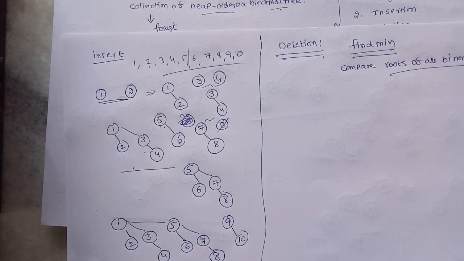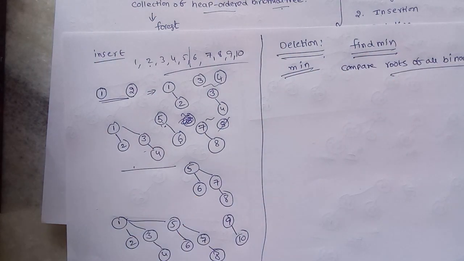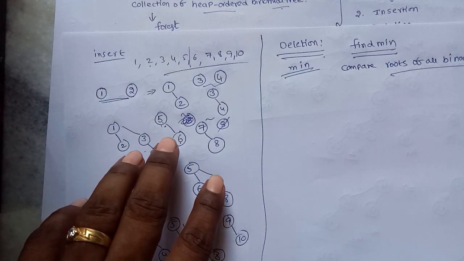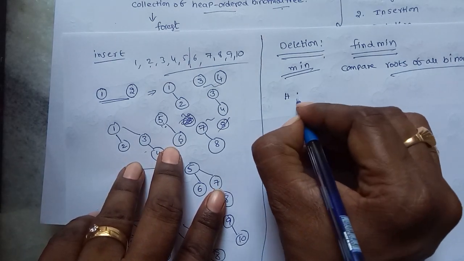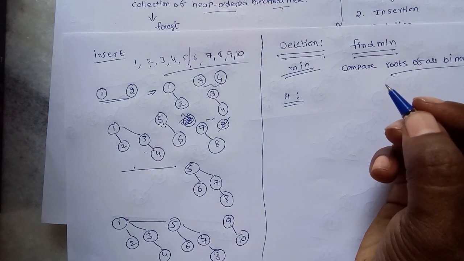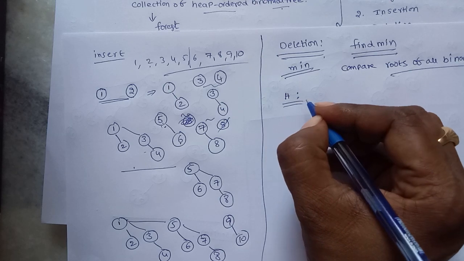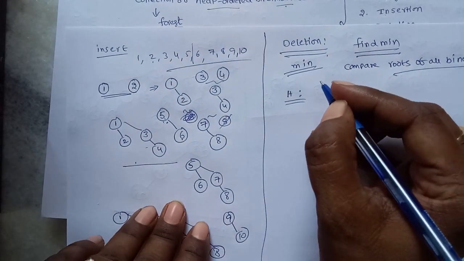Now the deletion operation. Deletion operation means deleting the minimum element. Remember, we are using the heap concept here also. In the binomial queue also we are using the heap concept. Deleting means we are deleting the minimum element from the queue. For example, given a binomial queue H, I am explaining the procedure. The procedure is very simple.